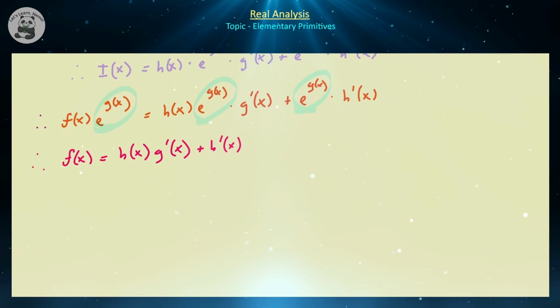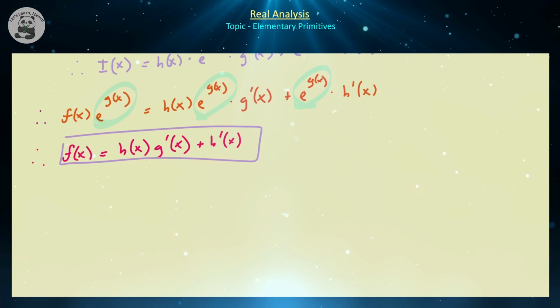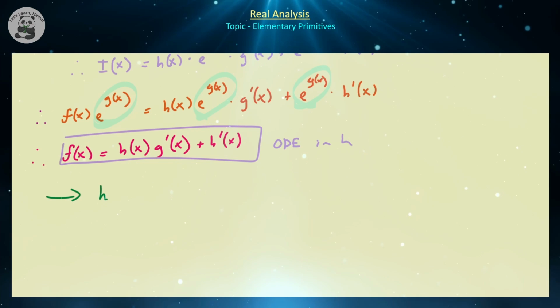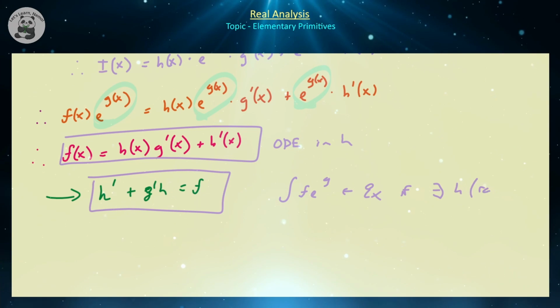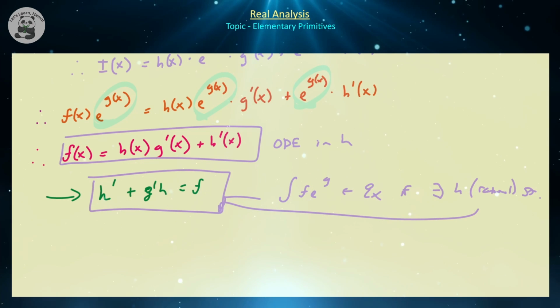So if we take this and view it, keep in mind h is the unknown variable, f and g are known. So this is just an ordinary differential equation in h, right? So we can view this in the differential equation perspective as h prime plus g prime h is equal to f, right? And that's our ODE. And keep in mind, our integral of f e^g is an elementary function if there exists this h that is rational such that this differential equation is satisfied.